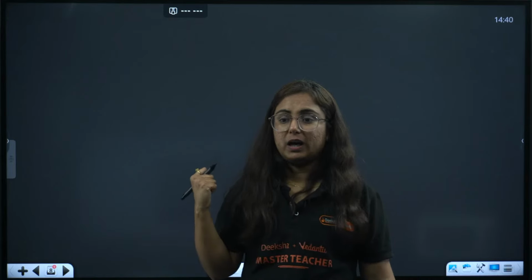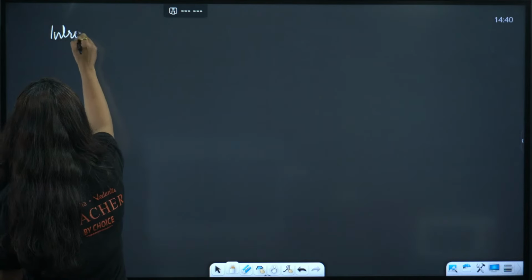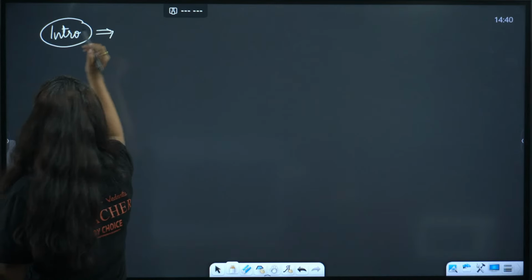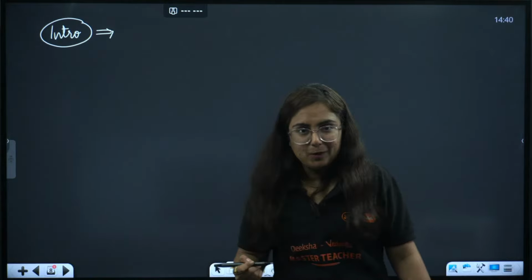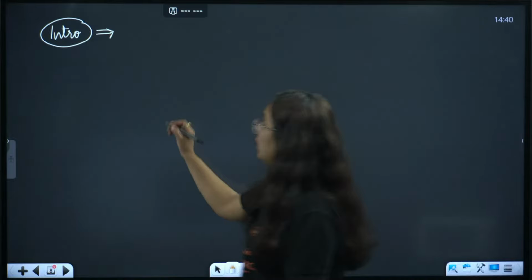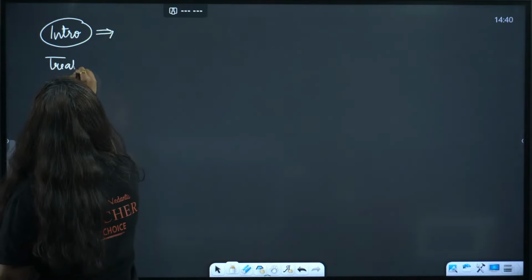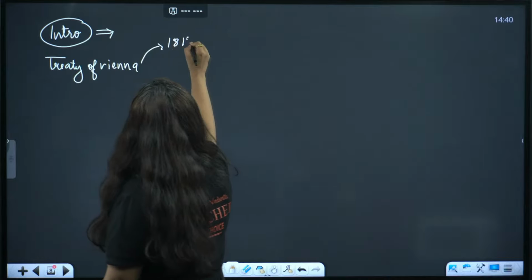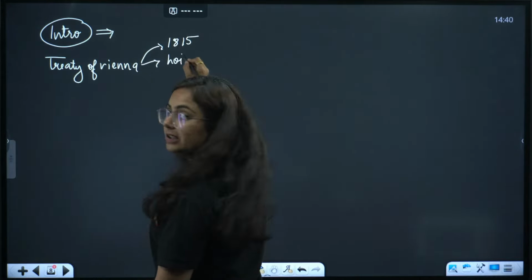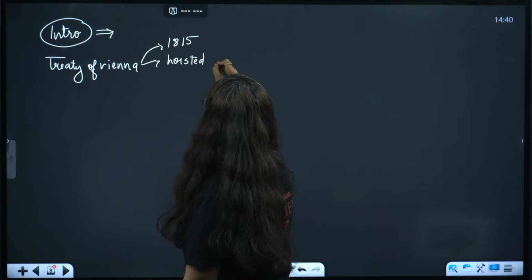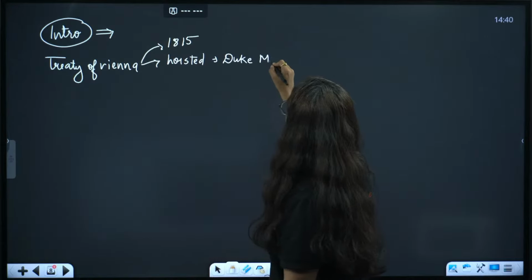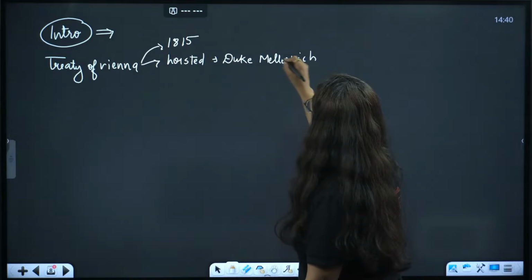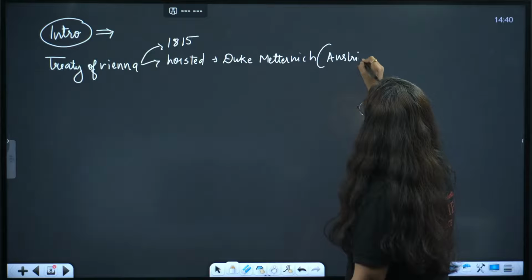So if you are not sure about the British one, then you will write about the Treaty of Vienna. Whatever is the statement given in the question, you will write as an intro that the objective of this treaty was to undo all the things that were done by Napoleon, right? This is how we are going to frame the question in your exam. So Treaty of Vienna, which was organized in the year 1815. Who hosted the treaty? Pay attention. It was Duke Metternich who hosted the treaty, and he was an Austrian chancellor.